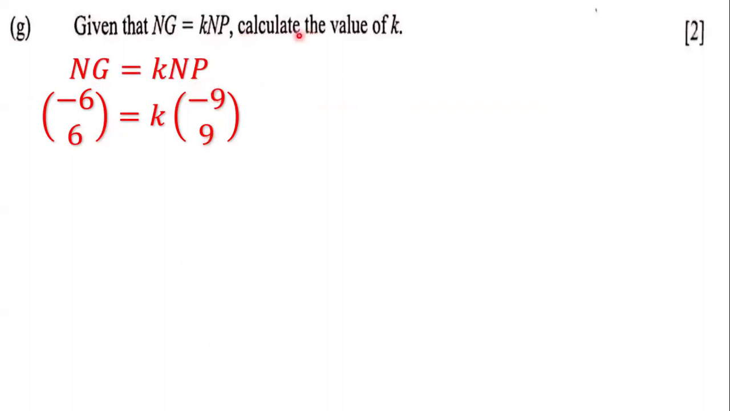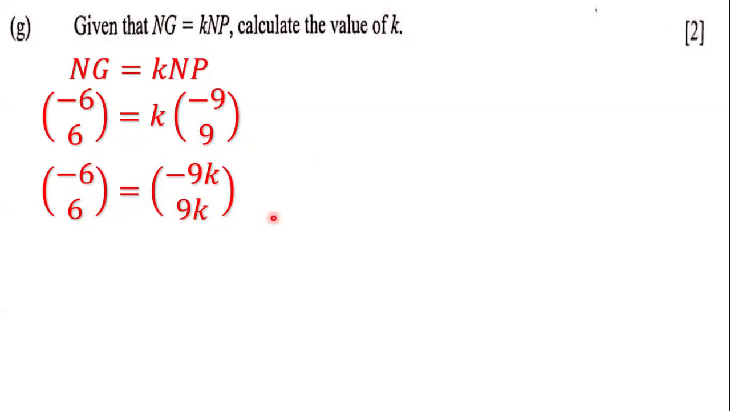And they want us to figure out what k is. So we take k and multiply it by -9, and we take k and multiply it by 9. So k multiplied by -9 is -9k, and k multiplied by 9 is 9k. So we have -6 is equal to -9k, and 6 is equal to 9k. This vector is equal to that vector, and if two vectors are equal, that means corresponding entries must be equal.